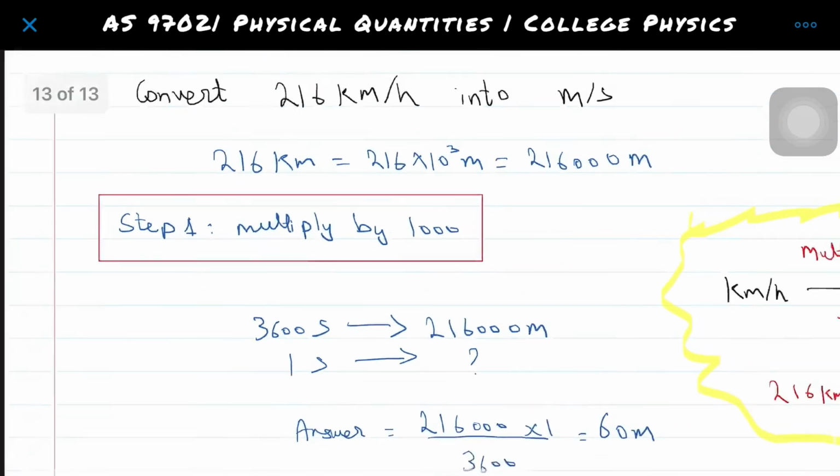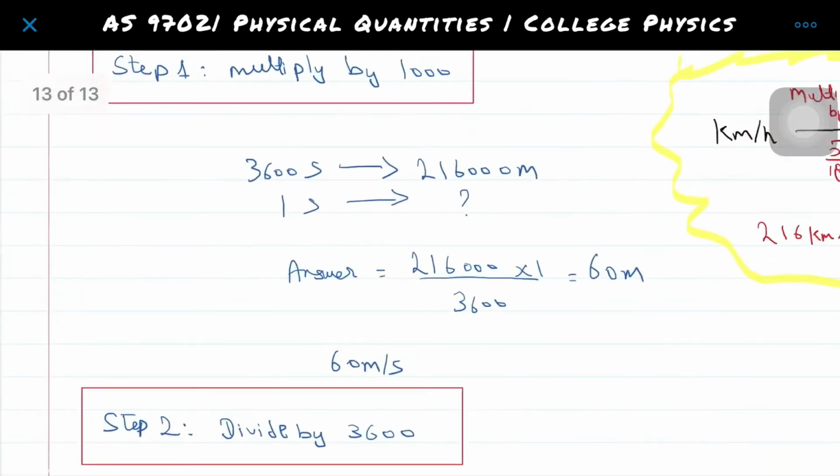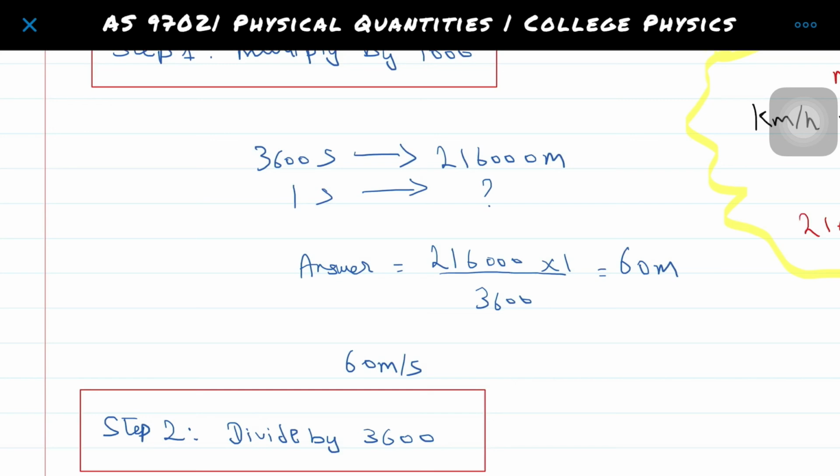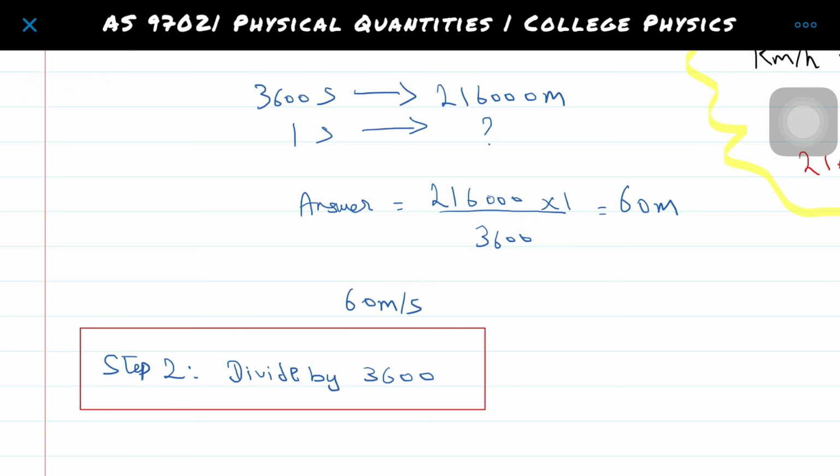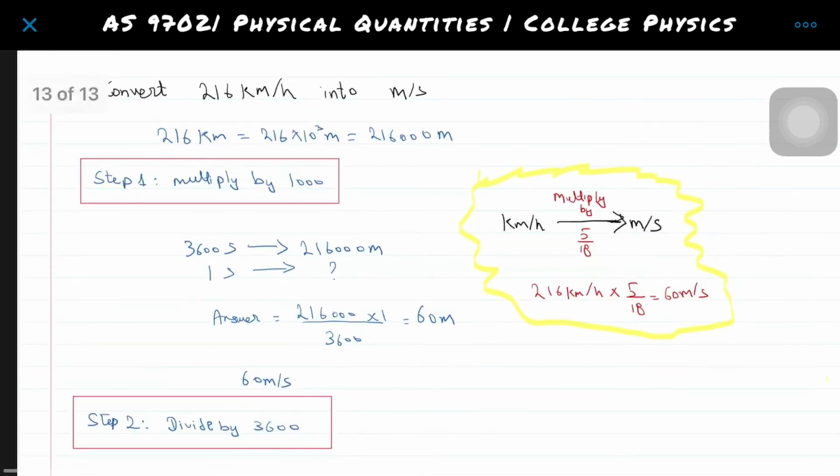Now the second part would be dividing by 3600, because we know that 1 hour has 3600 seconds and it was 216 kilometer per hour. So 3600 seconds had 216,000 meters, right? We travel 216,000 meters in 3600 seconds. So how much would we travel in 1 second? Now we do the same thing, except that here we're going to be dividing the 216,000 by 3600, and we get the answer 60 meter. So 216 kilometer per hour into meter per second is basically 60 meter per second.